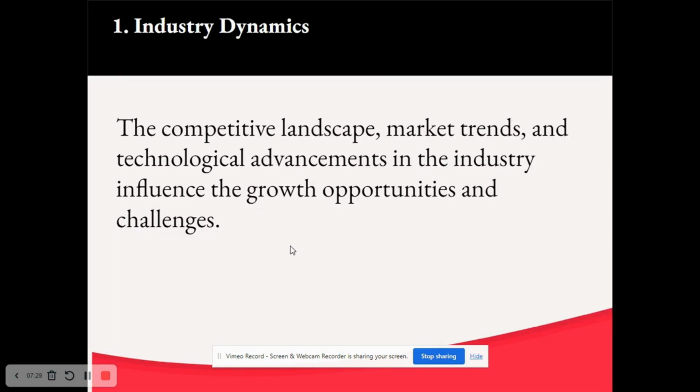Yes, we live in times where things are changing, technologies are changing, customer behavior is changing. So there are always changes in almost every aspect of running a business. So dynamics in the industry will go a long way in impacting your growth strategy.